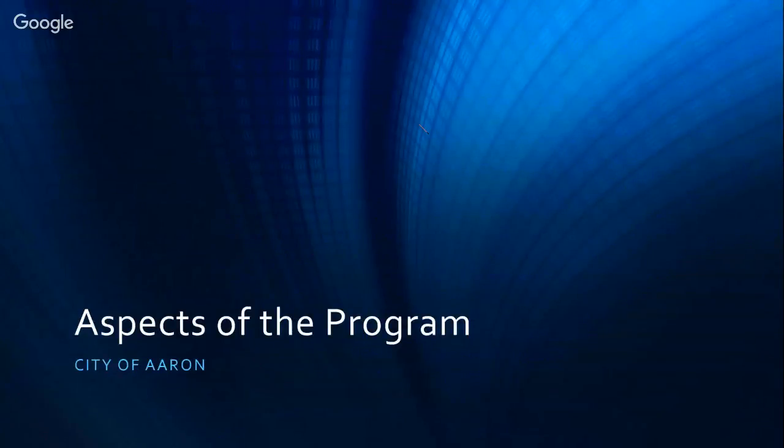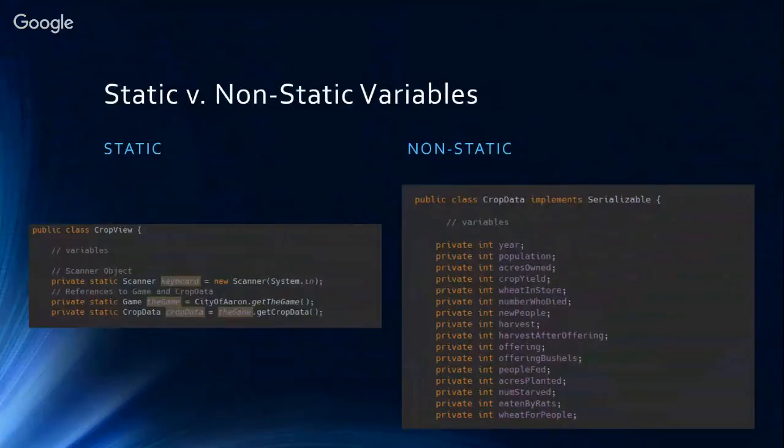All right, so different aspects of the City of Erin program that we worked on throughout the semester. This semester we learned about static and non-static variables. Static variables are ones that don't need to be altered by the program or by the user. Non-static variables, or instanced variables, can be altered in this way, or are meant to be altered in this way.